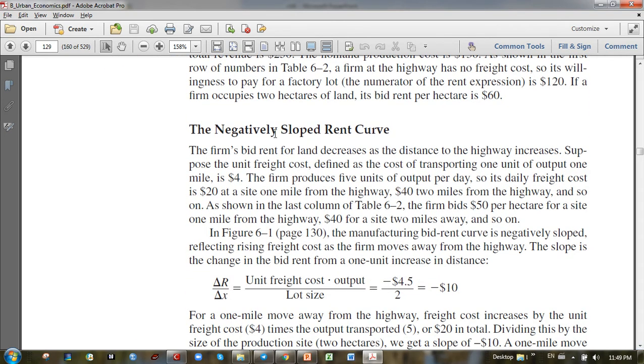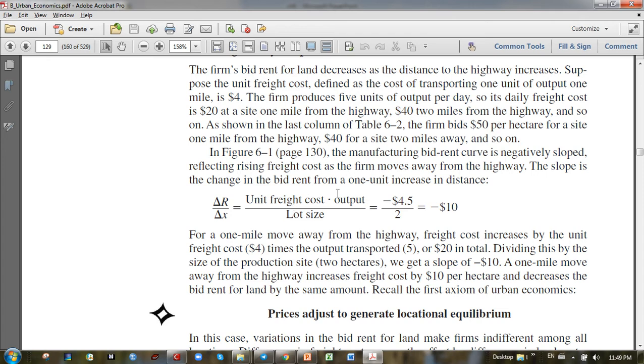Negatively sloped rent curve, normally negative. Why is it negative? Maybe you remember from a demand curve. This is the way they calculate it. Okay, you can see this one. Remember that this chapter has some calculations. I'm not sure that all of you can catch the meaning of the calculation. If you are not clear, come to me, approach me. I can give you some idea or some guideline.